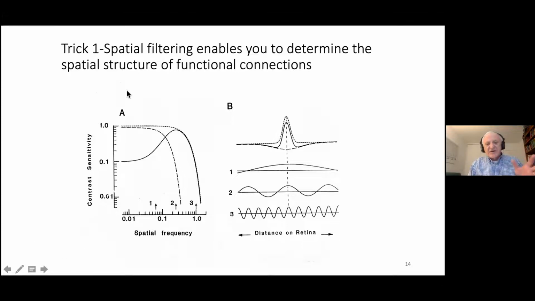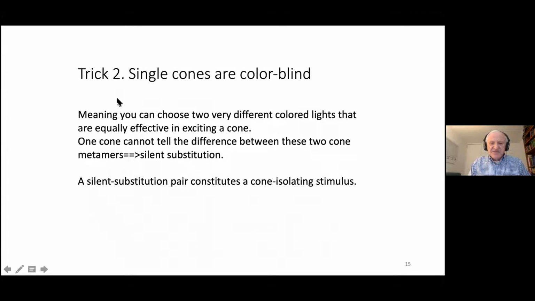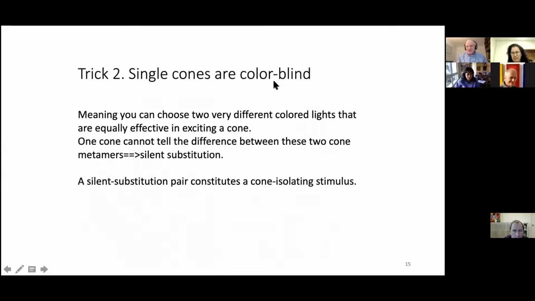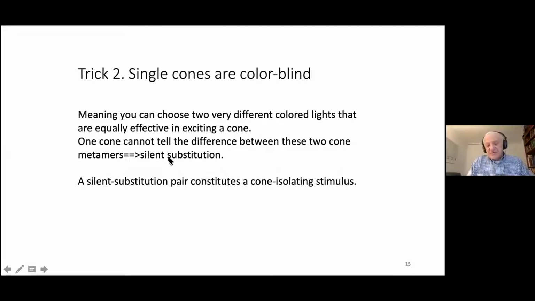So the one trick is using spatial filtering to study the neurons. And the other trick is to exploit the fact that single cone receptors are colorblind. So it means you can choose two very different colored lights that are equally effective in exciting a cone. And one cone cannot tell the difference between these two cone metamers. So if you modulate between two lights that are equivalent for a cone, the cone doesn't respond, and so it's silent.